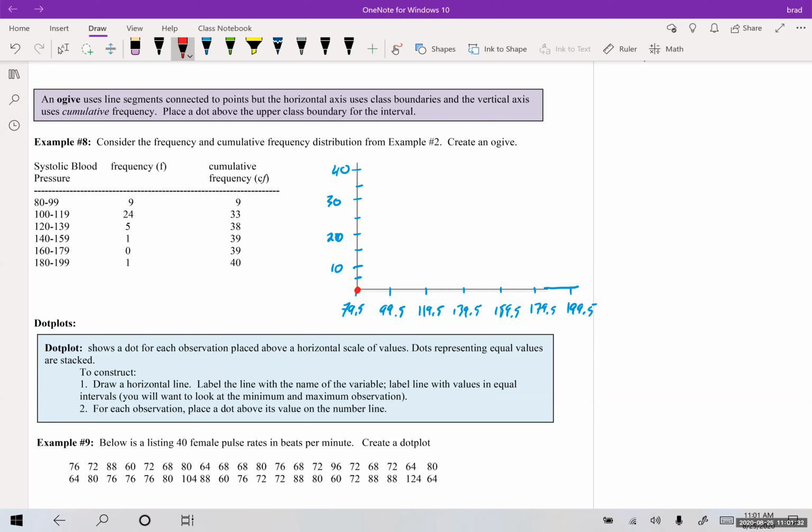So at 79.5, we have 0. At 99.5, we have 9. So that would be right about there. And then at 119.5, we should have 24. Oh no, I'm sorry, it's 9 plus 24, which would be 33. So then we're at 119.5, we go up to 33.